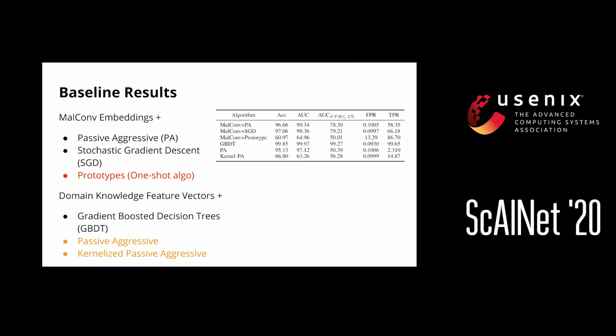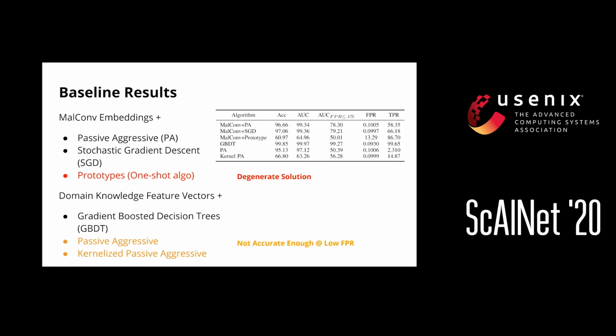MalConv with passive-aggressive or stochastic gradient descent on top doesn't do quite as well, but does decently. In particular, it's got okay true positive rates at a fixed 0.1% false positive rate. The MalConv plus prototype is testing a one-shot algorithm approach to dealing with the false positives. And you can see it actually learns degenerate solutions and has really poor performance. So that makes it a no-go.